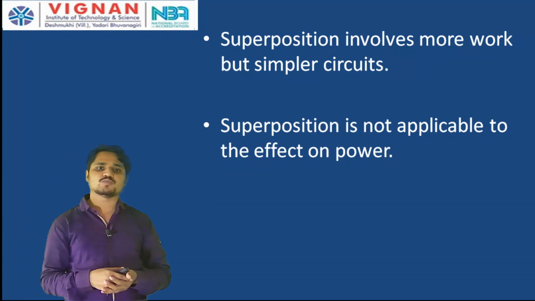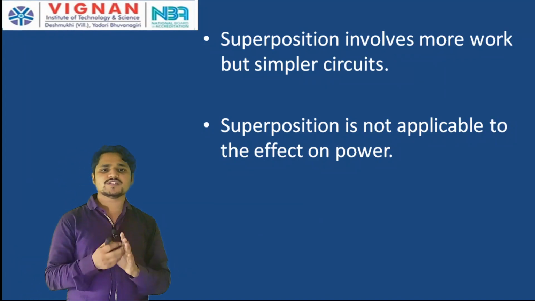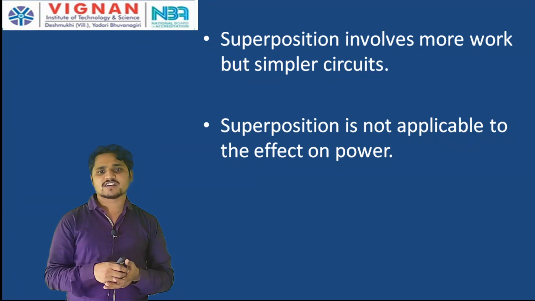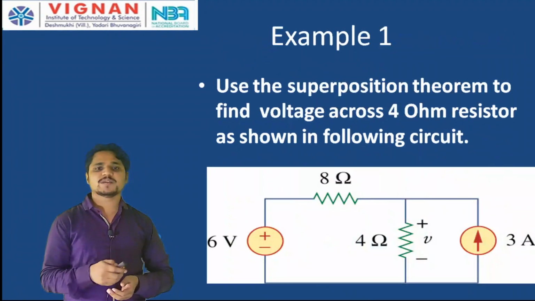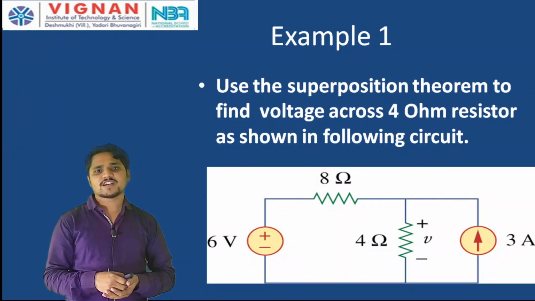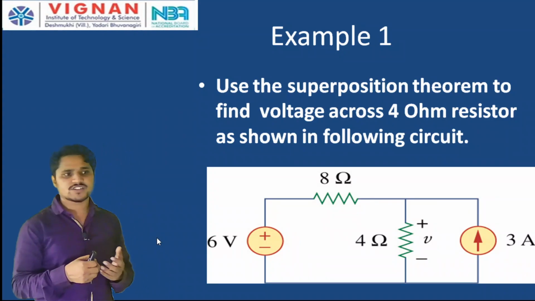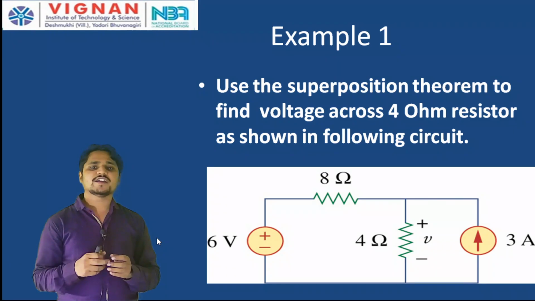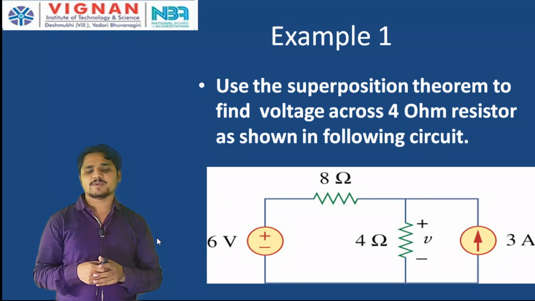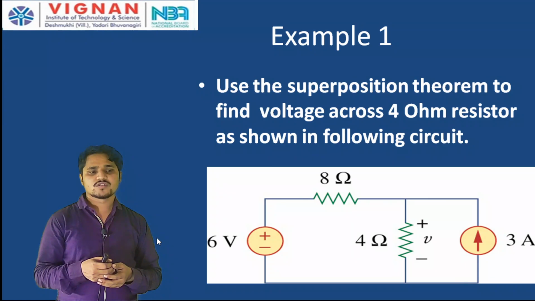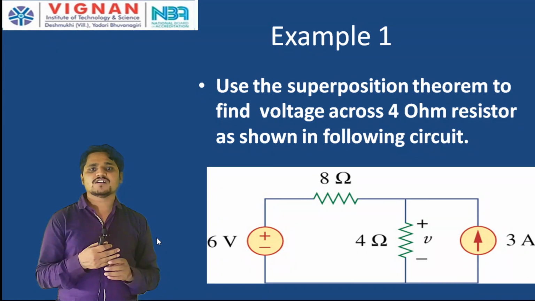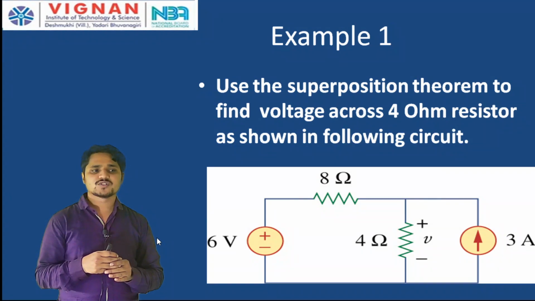Superposition involves more work, but for simpler circuits it is fine. However, superposition is not applicable to the calculation of power. This superposition theorem is only applicable for linear circuits, not for non-linear circuits. Circuits consisting of non-linear elements are called non-linear circuits, and circuits consisting of linear elements are called linear circuits. So, what is a linear element? A linear element is an element for which the voltage versus current characteristic is a straight line passing through the origin. Resistor, inductor and capacitor are the best examples of linear elements.